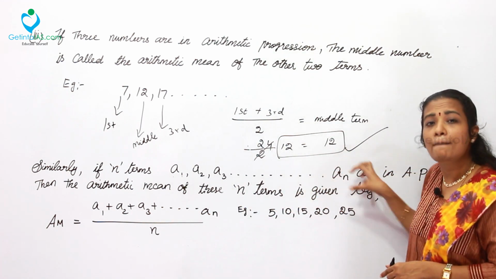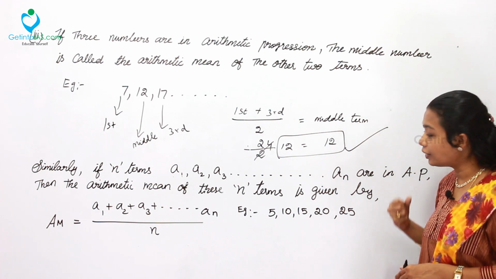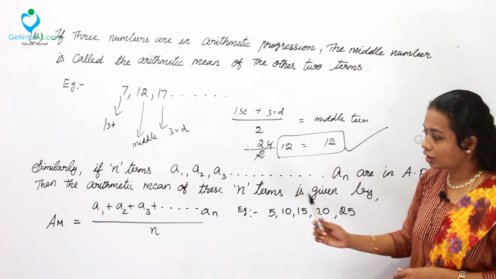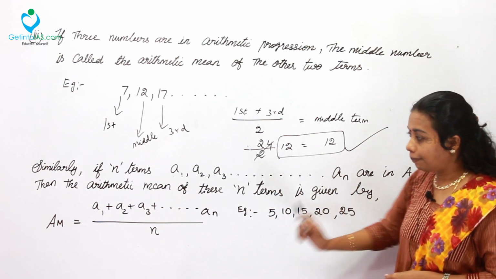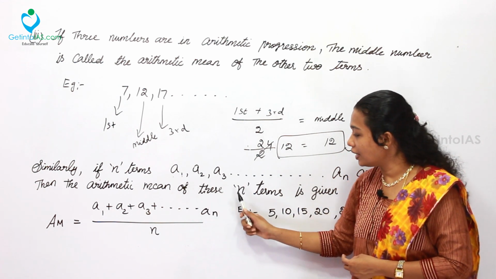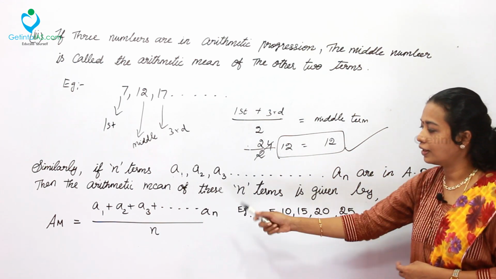Instead, you can choose the middle number from that. That middle number will be equal to all these calculations, that is the average. If the terms are in AP, then the arithmetic mean, which is nothing but the average of these n terms, is given like this.